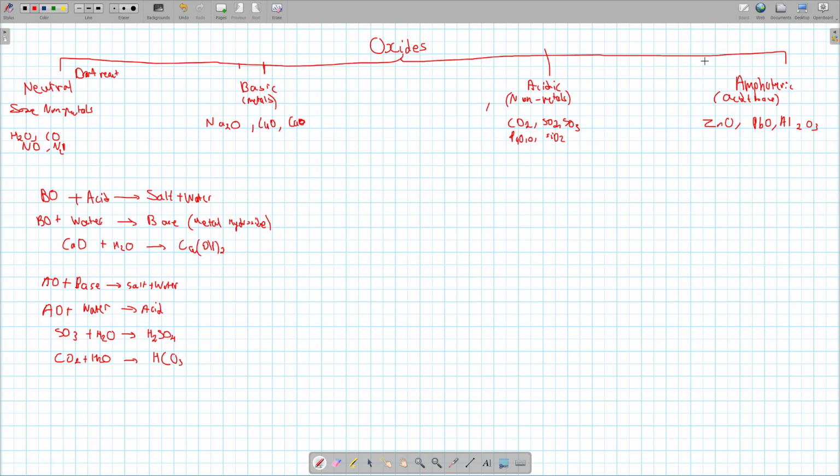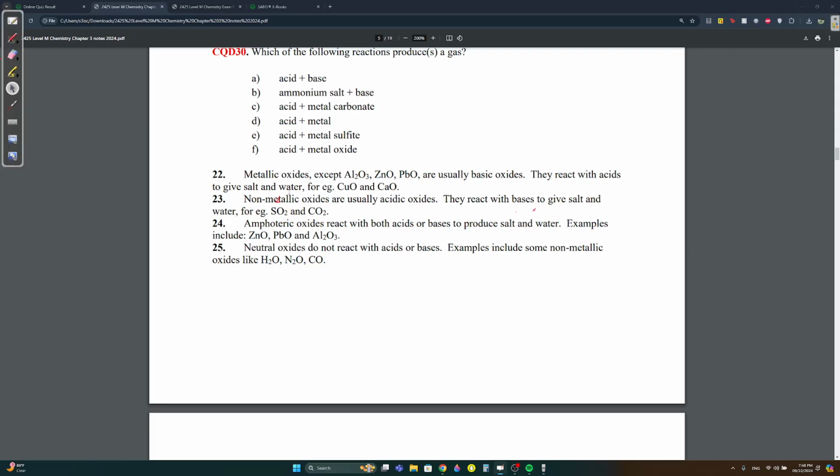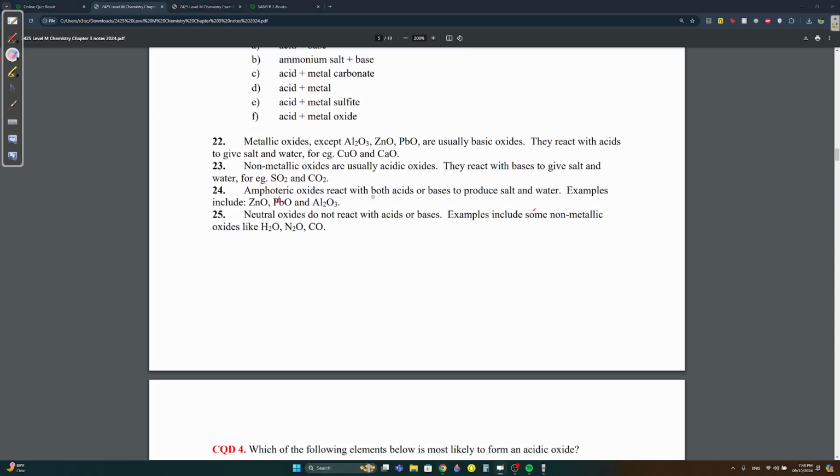We can now start solving the quiz. Okay. So metallic oxides are usually basic. They react with acid to give salt and water. For example, this and this. Non-metallic oxides are usually acidic, and they react with bases to give salt and water.